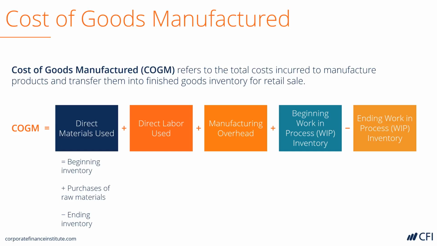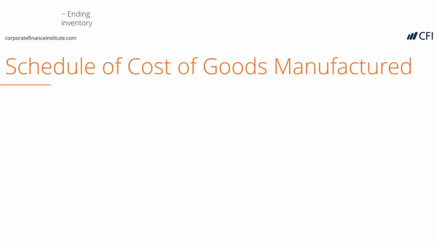So what is the direct materials? Well, that's the beginning inventory plus any purchases minus the ending inventory of raw materials. And in terms of labor, it's going to be the number of hours worked multiplied by the hourly rate. Let's look at an example to see how this works.